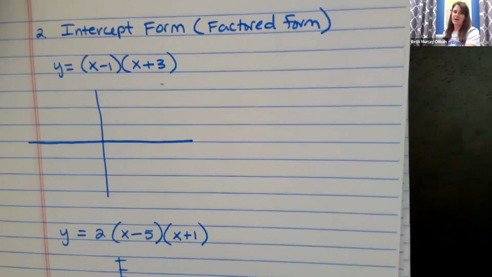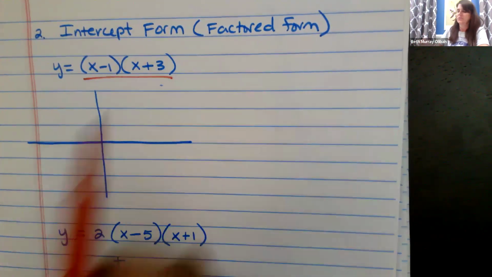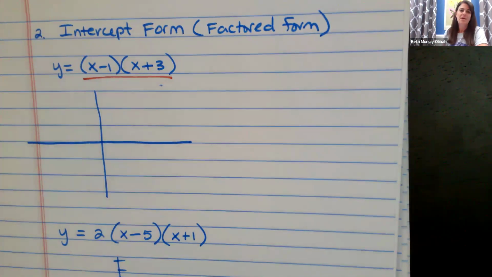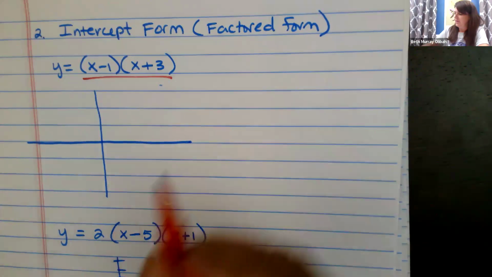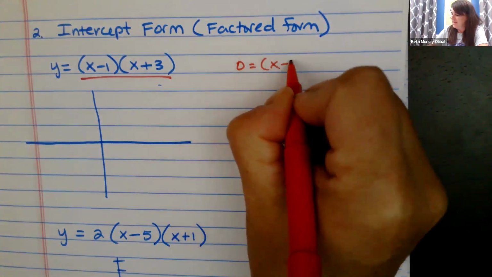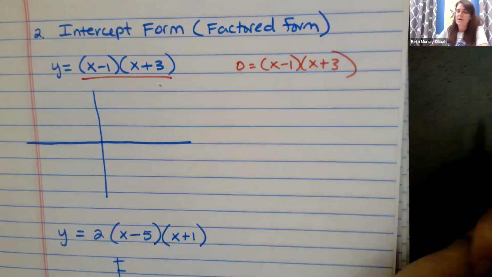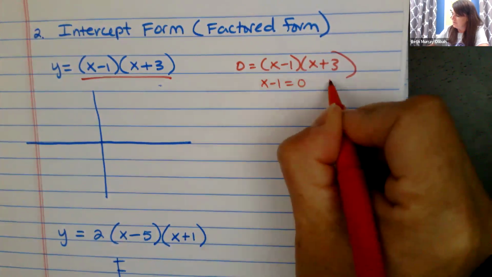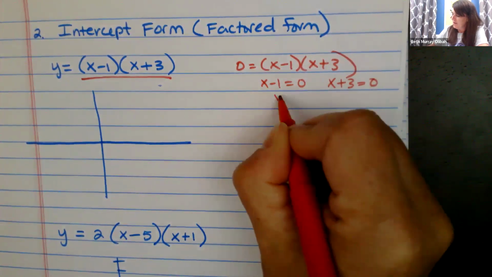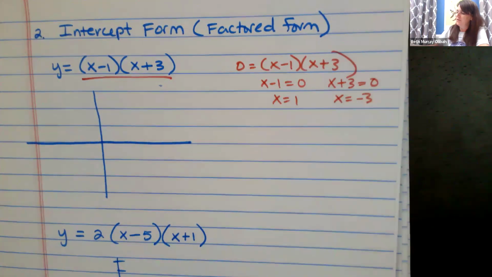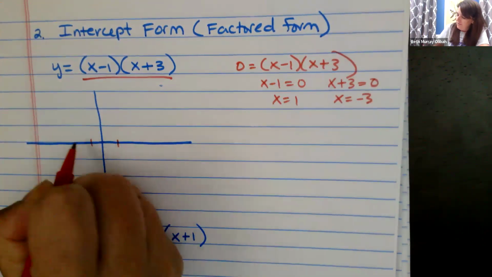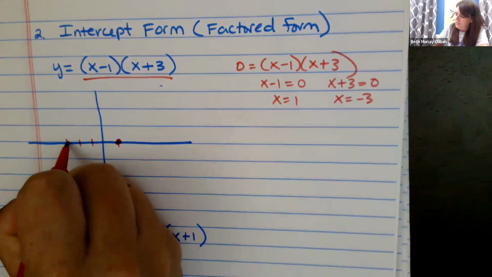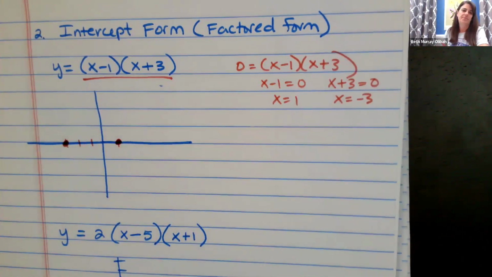Okay, what if it is in intercept form or factored form, which means it looks something like this. It looks like someone has factored it. This is the form where you could easily get the x-intercepts because x-intercepts come from setting this equal to 0 and solving. Since it's factored, it's easy to solve this because we can set each of these equal to 0 and solve. So +1 and -3 are the two x-intercepts.